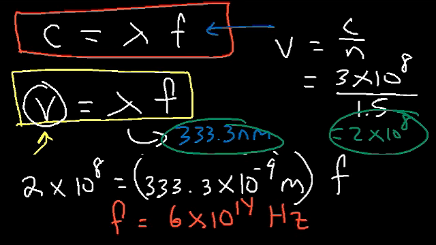So as you can see, the frequency of light does not depend on N. As light moves from, let's say, air to glass, the frequency remains the same. The wavelength and the speed of light decrease, but the frequency is constant.